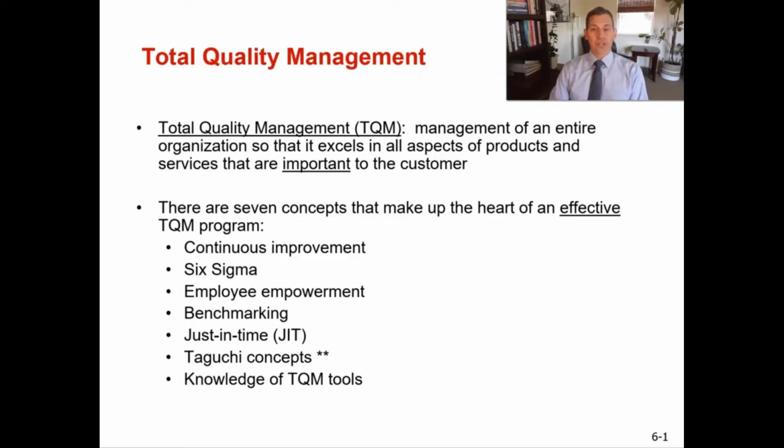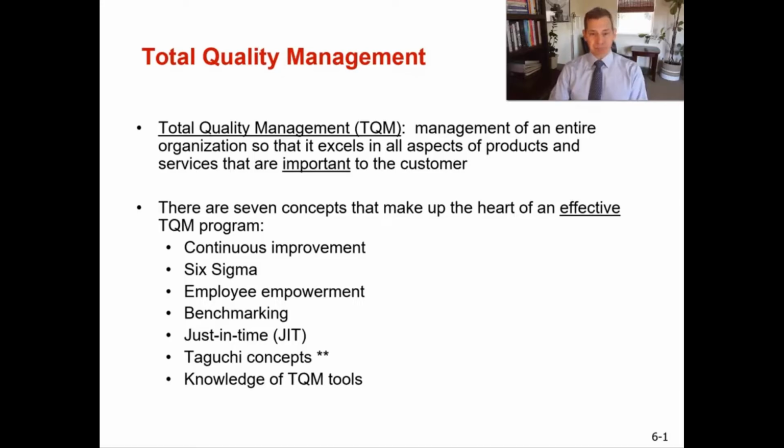So in this video, we're going to talk about total quality management. And total quality management is the management of the entire organization so that it excels in all aspects of products and services that are important to the customer. So we're going to talk about 7 different concepts that help to make an effective total quality management program. So I'll call it TQM, total quality management.